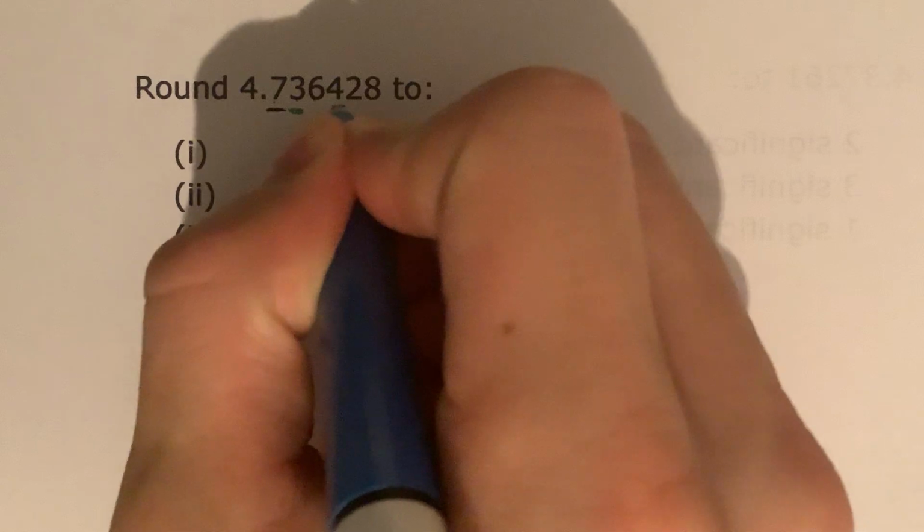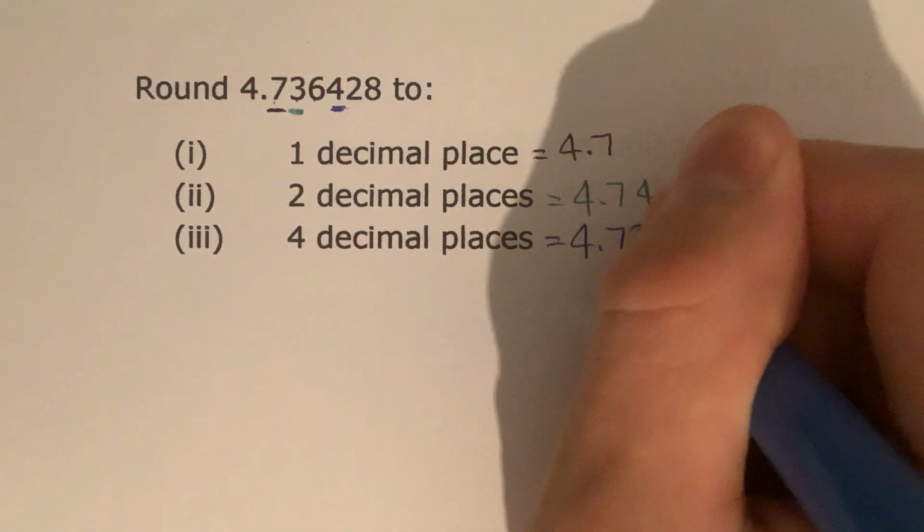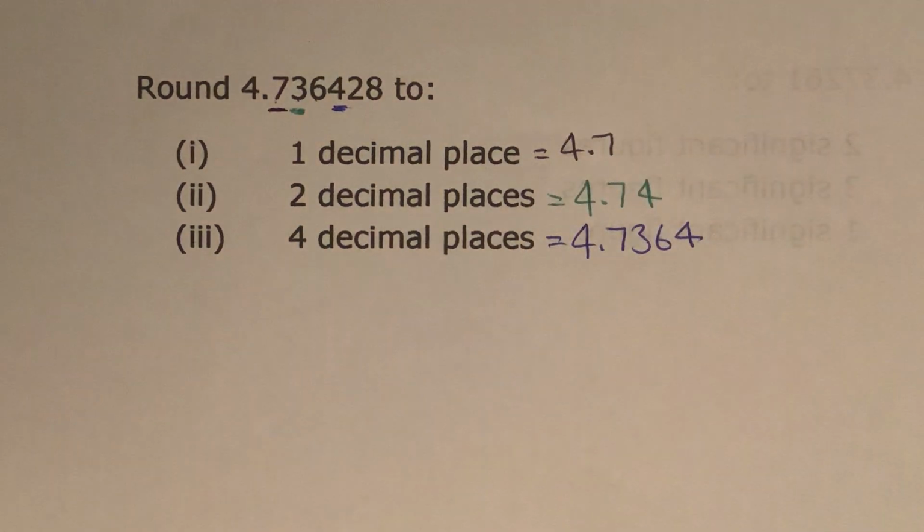Okay, 4 decimal places, 1, 2, 3, 4. The number after it is a 2, so we round down, so 4.7364.